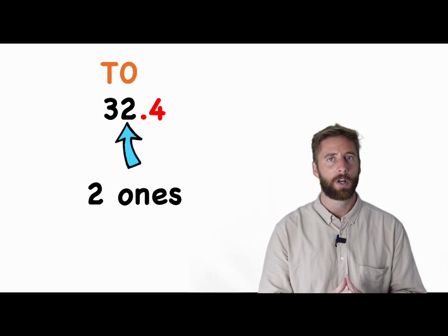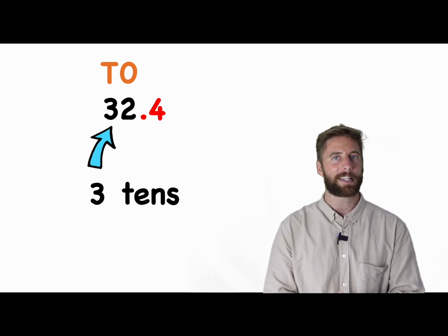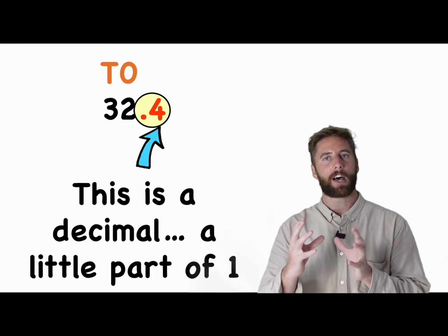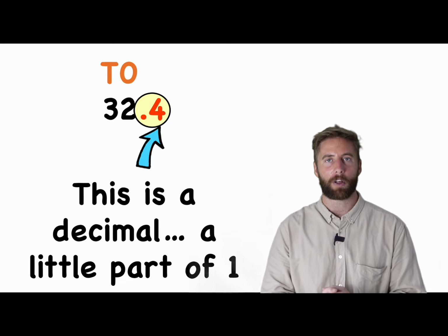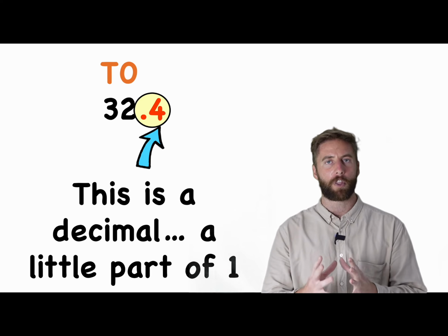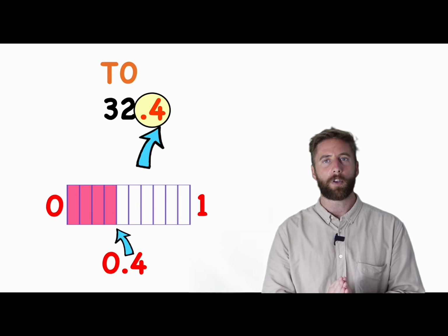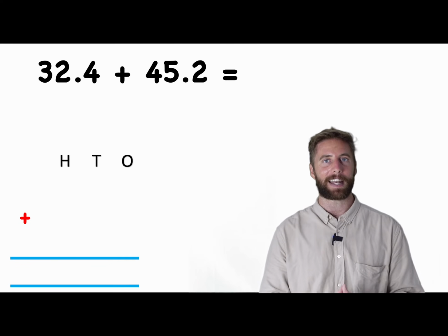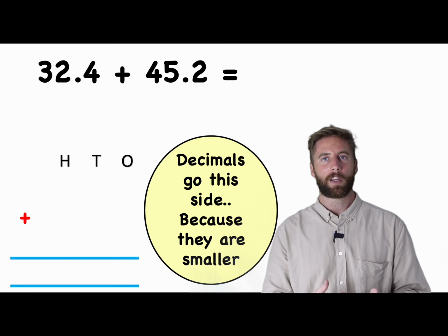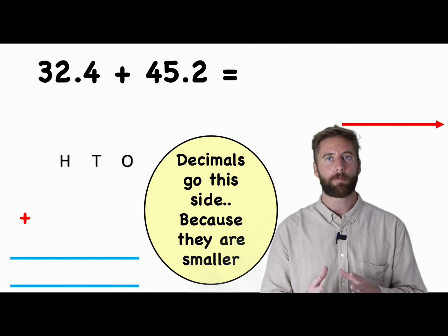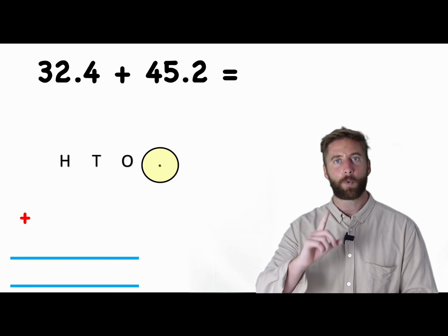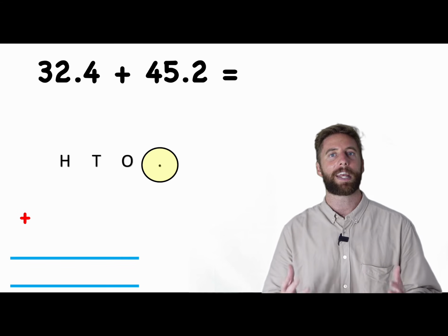So in my number 32.4, I still have 2 ones and I still have 3 tens, like I would do if I had just the number 32. But now I have another little part, a decimal, a fraction, a part of another number. Not quite a 1, not quite making it 33, but a decimal that still needs adding. So where do we put it? Well, that's right, we're just going to add another column, but this time our columns are going to come the other way. Remember I said we don't always start with our ones? Well, here is why.